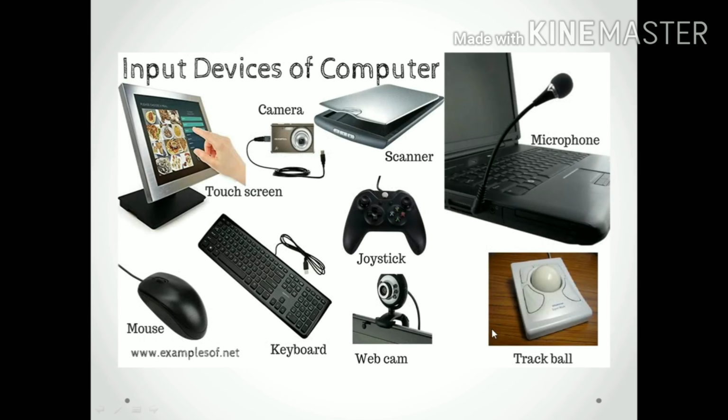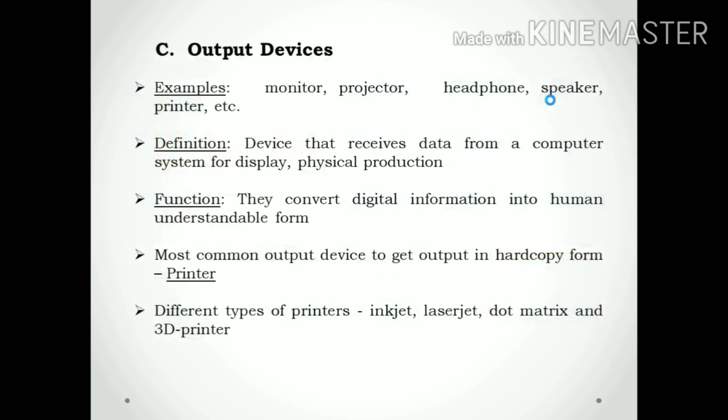Next we have already seen, these are some examples of input devices like camera, touch screen. Through touch screen we can give input to the computer, and the example is like keyboard. We are pressing some keys which will be the input data to the computer, or we can see here it is a microphone, etc. Okay, next we shall see the output devices. So this will be the opposite of input devices. The examples will be monitor, projector, headphone, speaker, printer, etc.